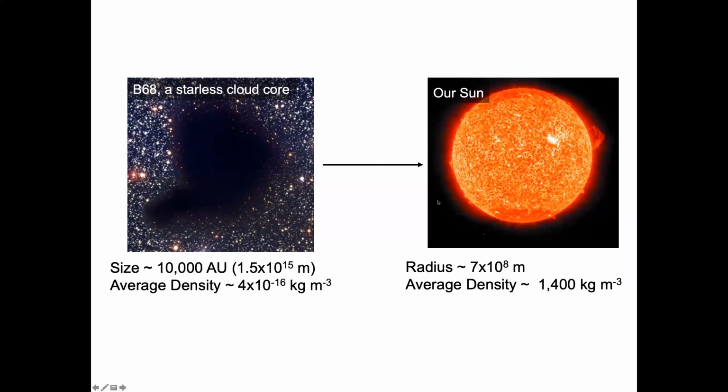So the physics is very complex, because you have to be able to really follow the whole story from cloud to star. You have to be able to go across size scales. This is actually the B68 globule that I was telling you about before, that you see in the visible. So you have to go from sizes of about 10,000 astronomical units, or in meters.